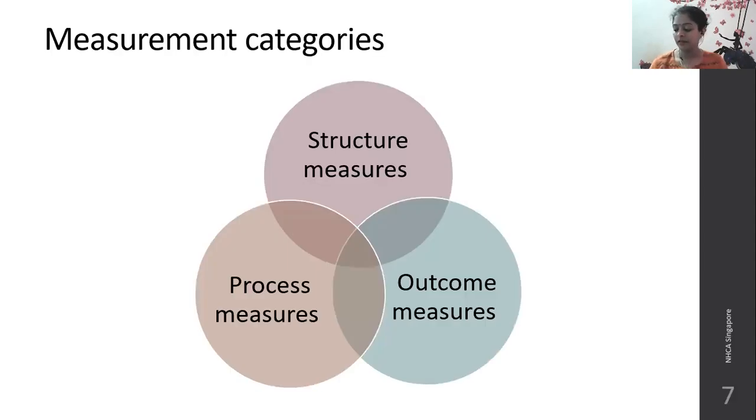Next, measurement categories. There are three main categories: structure measures, process measures, and outcome measures. Structure measures are the first category, process the second, and outcome measures the third.